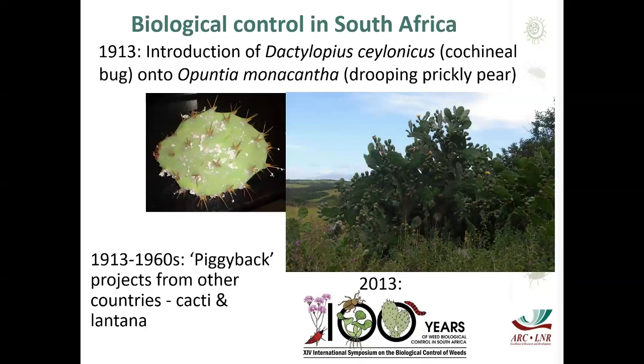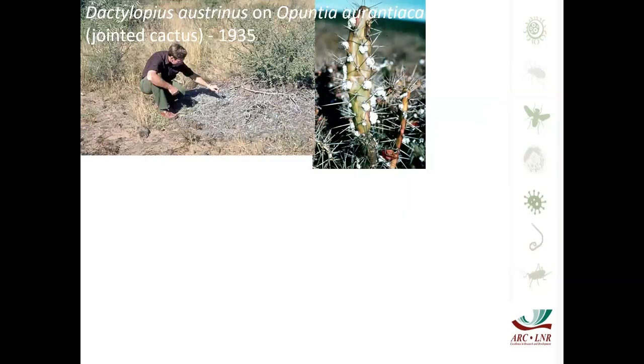So biocontrol in South Africa has had a long history. It's more than 100 years of work in this field. It started in 1913 with the introduction of Dactylopius salonicus onto drooping prickly pear. It then continued with technology transfer projects from other countries, and there was a lot of work done on cacti and Lantana camara, and very successful projects reducing Opuntias using various cochineal bugs, and to reduce them to more manageable levels. And some of them were really very impressive biocontrol programs and still are to this day.